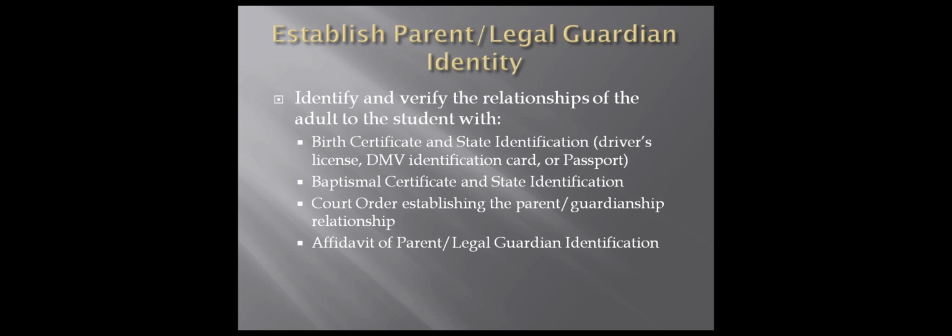Next, we must establish parent or legal guardian's identity. To establish a parent or legal guardian's identity and to verify the relationship of the adult to the student, we accept the following documents: a birth certificate and a state identification, such as a driver's license, DMV identification card, or passport, a baptismal certificate along with the state identification, or a court order establishing the parent or guardian's relationship. If the parent or legal guardian does not possess any of these documents, you must allow them to submit an affidavit of parent-guardian identification.